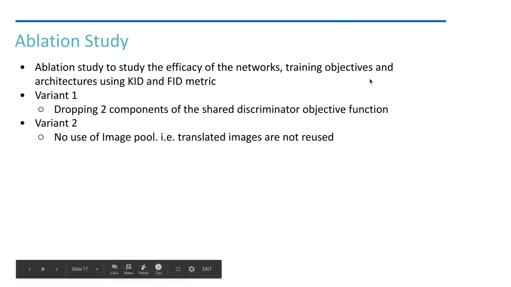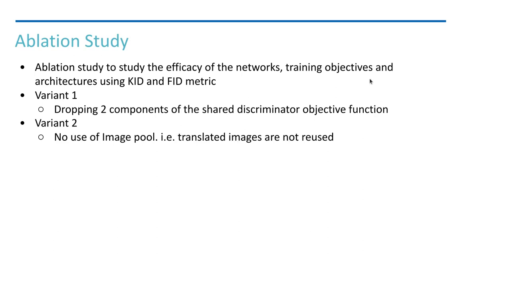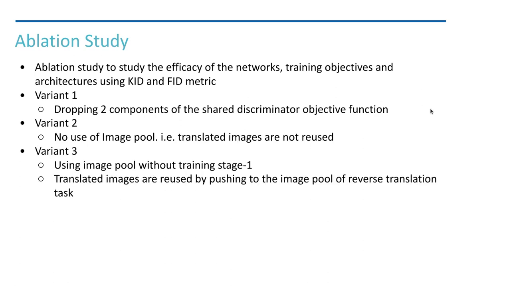In variant 2, we do not use the image pool. That is, the translated images, or the outputs of the generator, are not reused. In variant 3, we use the image pool without training stage 1. That is, the translated images are reused by pushing them to the image pool of the reverse translation task, but not to the image pool of the same task.